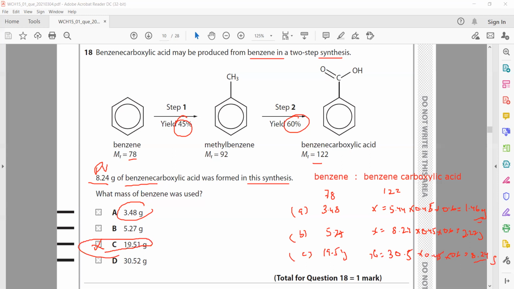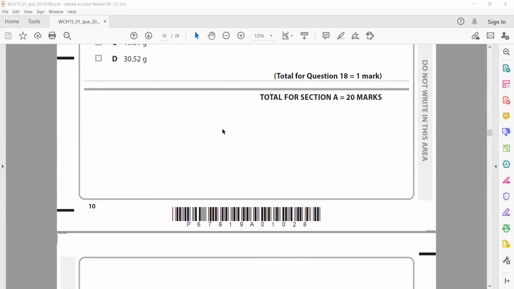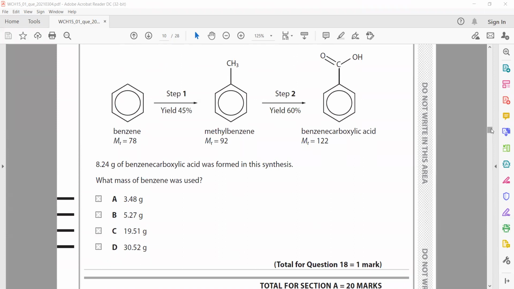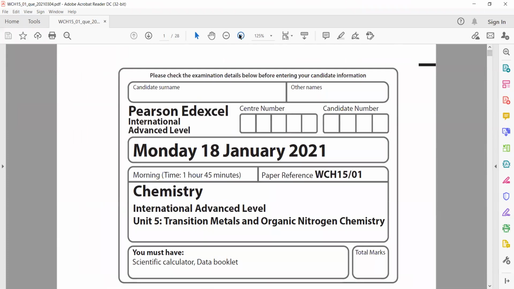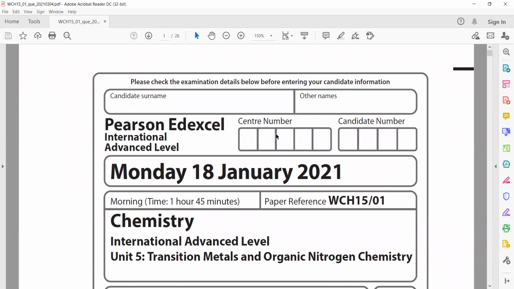So we can simply use the ratio of the mass to work out the practical value of benzene carboxylic acid which is produced from the originally given benzene. So these are the MCQs related to January 2021 Unit 5. I will share more videos related to this paper for the remaining questions.